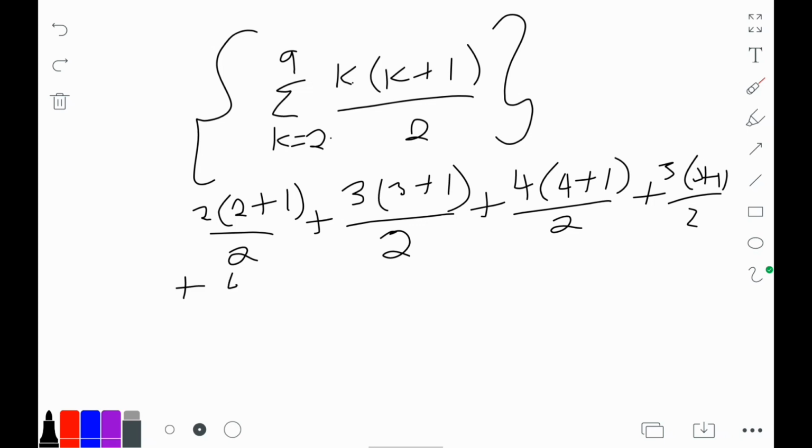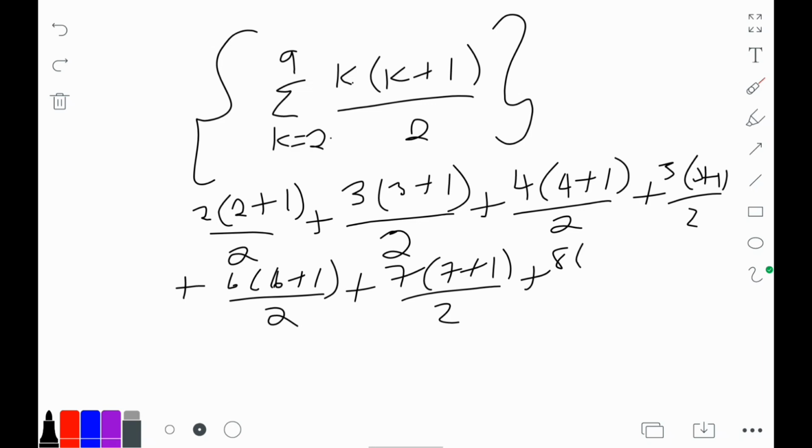Then 6 in brackets, 6 plus 1 over 2. Then 7 in brackets, 7 plus 1 over 2. And then 8 in brackets, 8 plus 1 over 2. Then plus 9 in brackets, 9 plus 1 over 2.